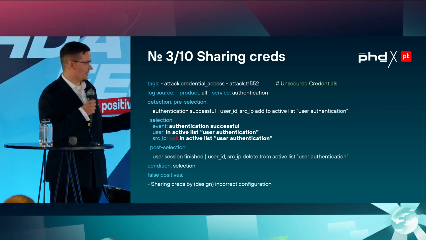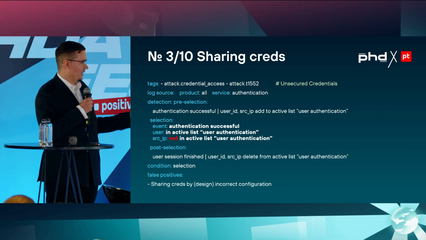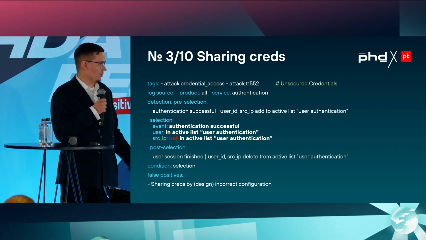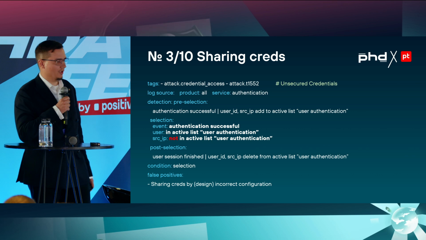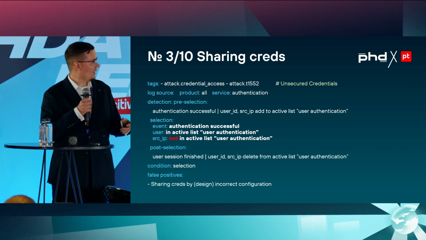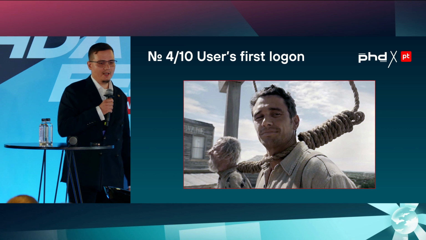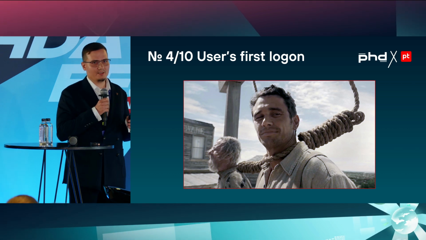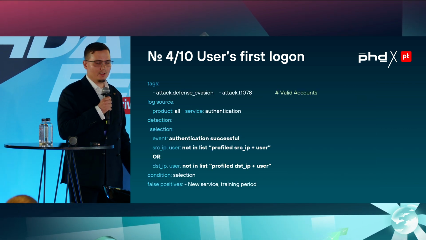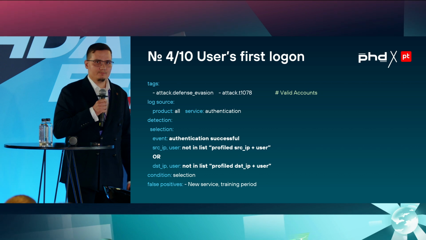And here we suggest several rules. We create dynamic lists and monitor successful and unsuccessful attempts to log into the system. The suggested correlation rule, number 4, is users' first logon. This is an interesting rule.